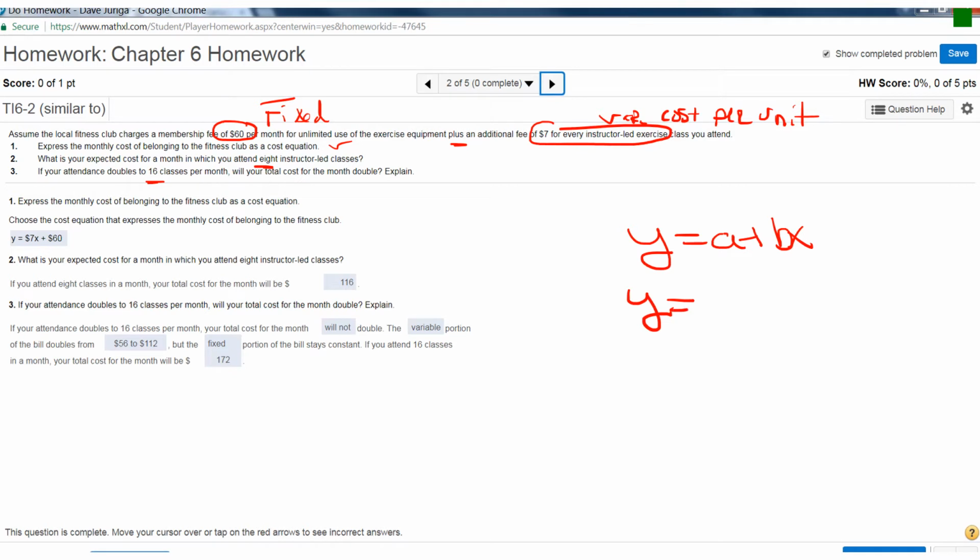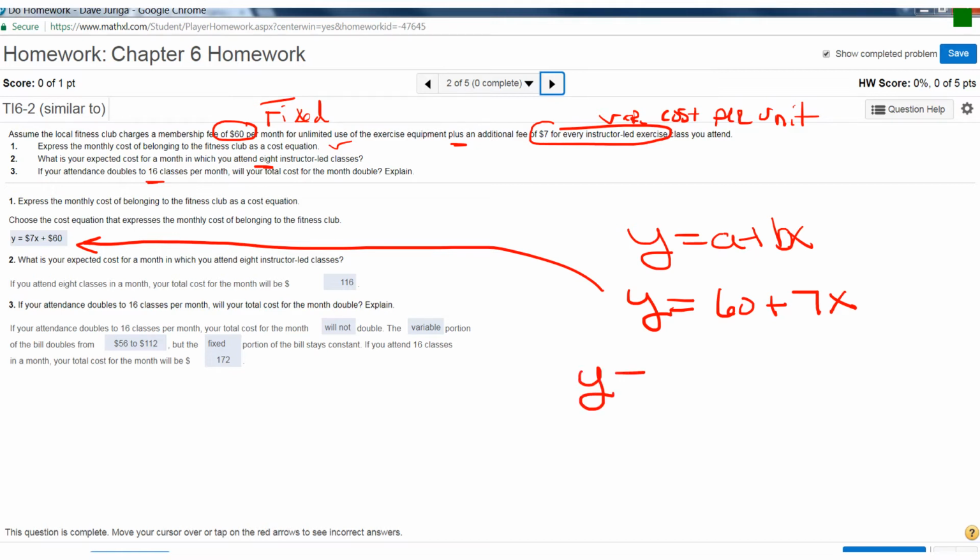Your equation would be y is equal to $60, which is your fixed cost, plus 7x. So the way they worded it over here, they basically said 7x plus 60. It's the same thing. But remember, the 60 is the fixed cost part of it. Part 2 says if you attended 8 classes, you'd simply take y is equal to 60 plus 7 multiplied by 8. That's going to give you $116.